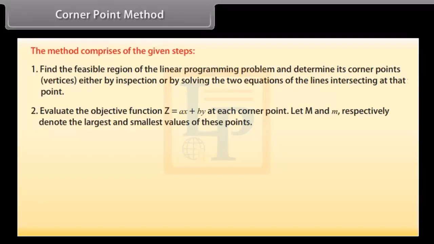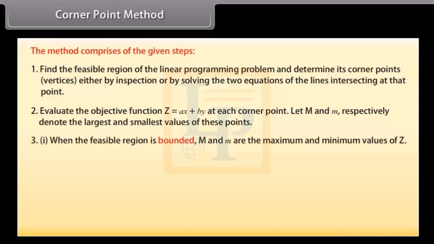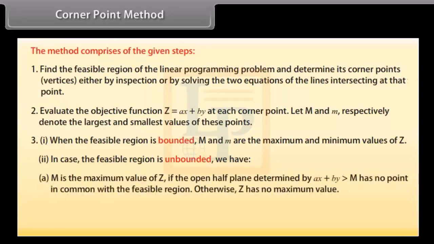Let M and m respectively denote the largest and smallest values of z at these points. 3. (a) When the feasible region is bounded, M and m are the maximum and minimum values of z. (b) In case the feasible region is unbounded, we have: a. M is the maximum value of z if the open half plane determined by ax + by > M has no point in common with the feasible region. Otherwise, z has no maximum value.